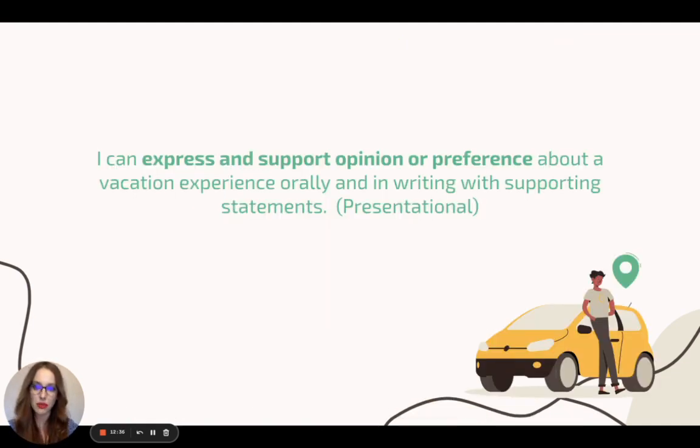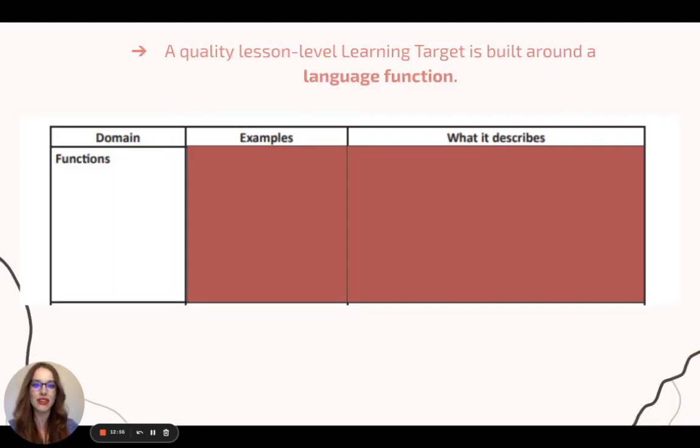So I've got an example here from my curriculum. This is a big unit level learning target: I can express and support an opinion or preference about a vacation experience orally and in writing with supporting statements. There's a lot going on there. So we're going to break it down over several days to give them the tools to be able to do this big goal.